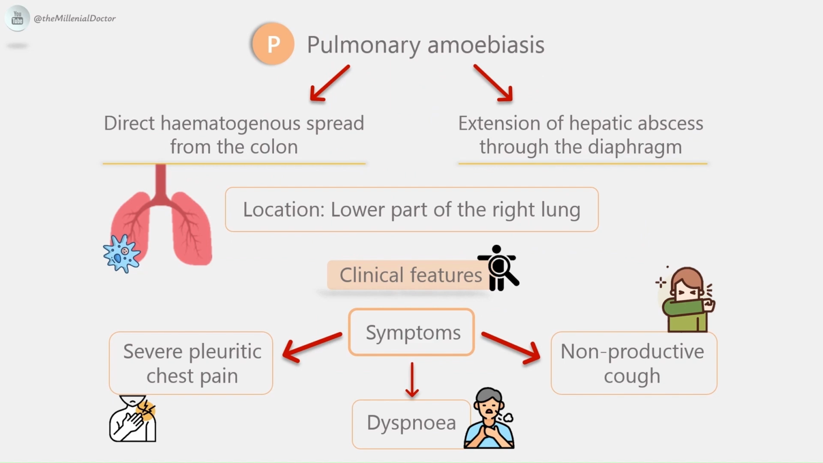Very rarely, primary amoebiasis of the lung may occur by direct hematogenous spread from the colon bypassing the liver, but it most often follows extension of hepatic abscess through the diaphragm, and therefore the lower part of the right lung is the usual area affected. Hepatobronchial fistula usually results with expectoration of chocolate brown sputum. Amoebic empyema develops less often. Clinical features, the symptoms. The patient presents with severe pleuritic chest pain, dyspnea and non-productive cough.